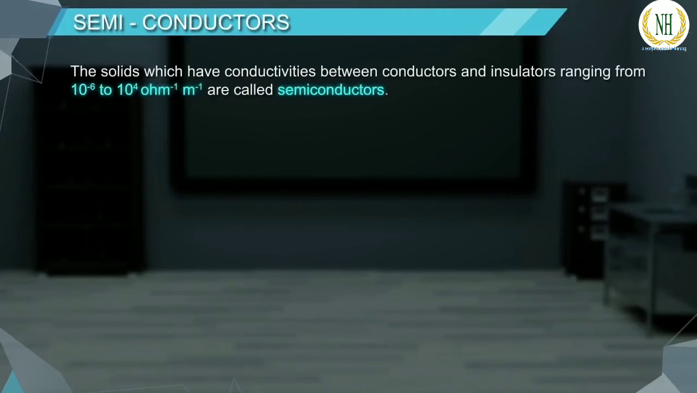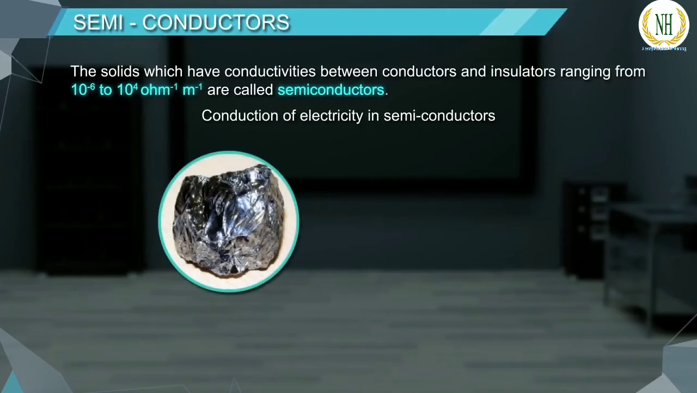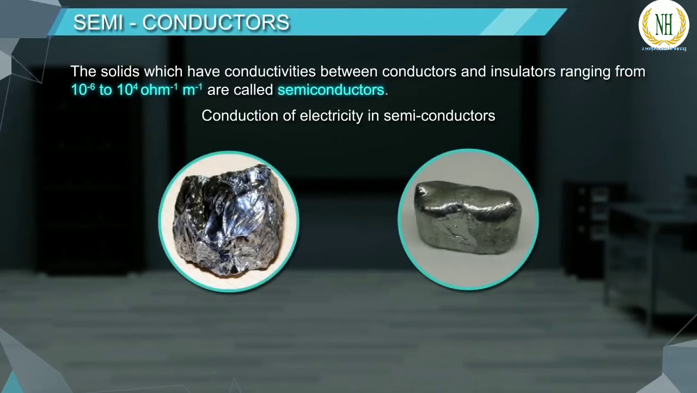Semiconductors. The solids which have conductivities between conductors and insulators, ranging from 10 raised to -6 to 10 raised to 4 per ohm meter, are called semiconductors. Conduction of electricity in semiconductors. The conductivity of semiconductors like silicon, germanium, etc. is based on temperature and addition of impurity.